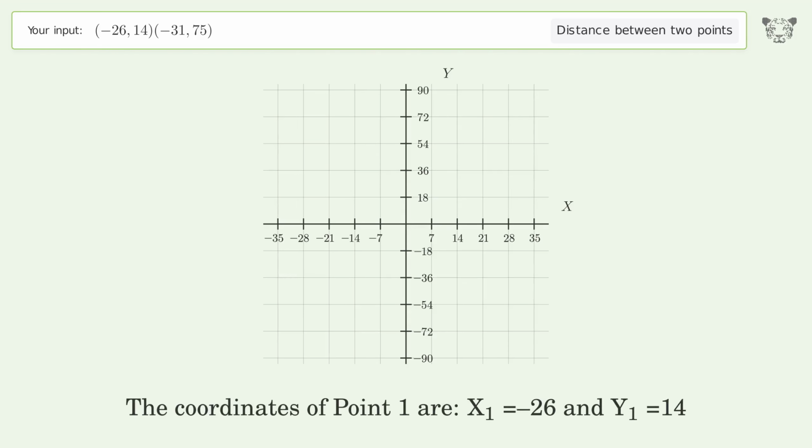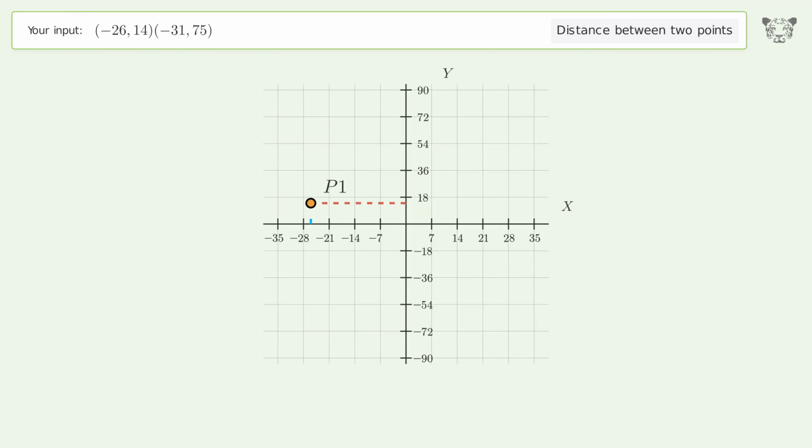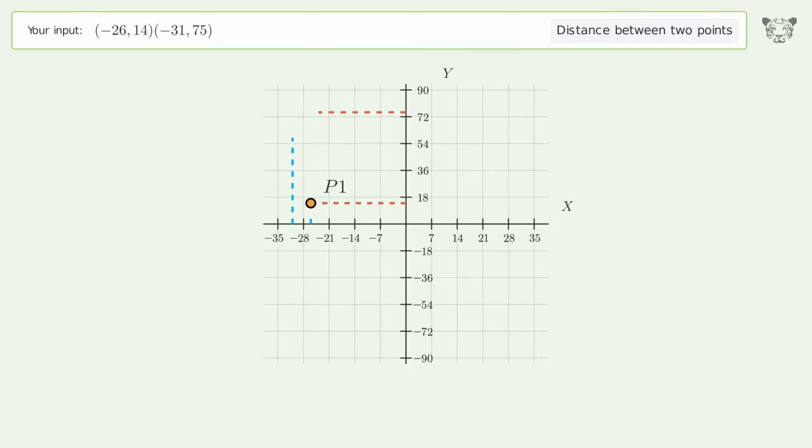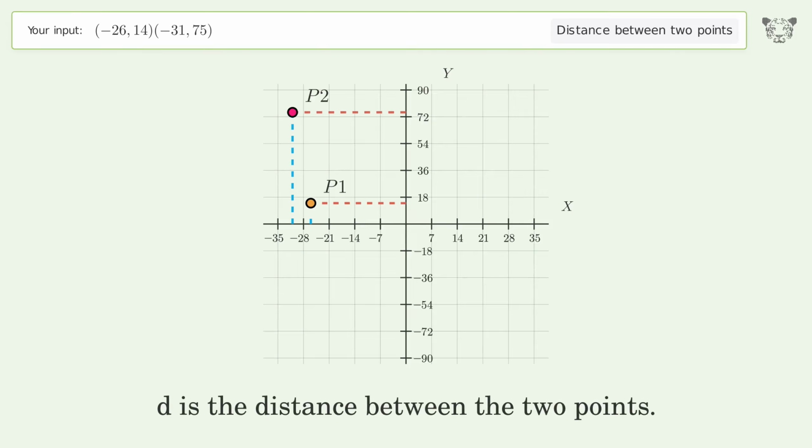The coordinates of point 1 are x1 equals -26 and y1 equals 14. The coordinates of point 2 are x2 equals -31 and y2 equals 75. D is the distance between the 2 points.